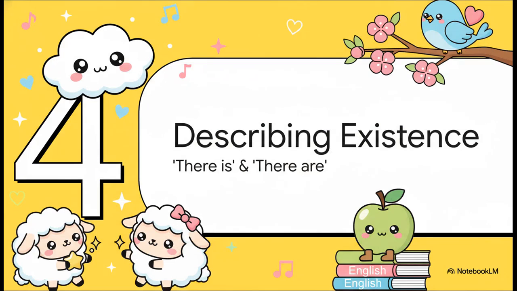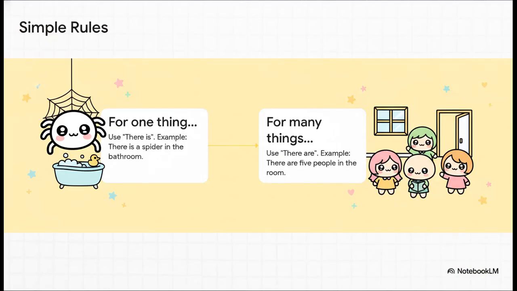Okay, now for a little bonus round. Sometimes you don't want to describe something. You just want to say that it exists, that it's there. For that, we have the super useful phrases there is and there are. And the rule here is dead simple. If you're talking about just one thing, a singular noun, you use there is. For example, there is a spider in the bathroom. But if you're talking about more than one thing, a plural noun, you switch to there are. Like, there are 5 people in the room. One thing is. Many things are.